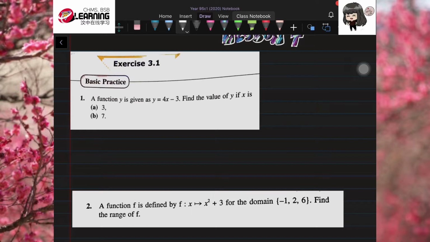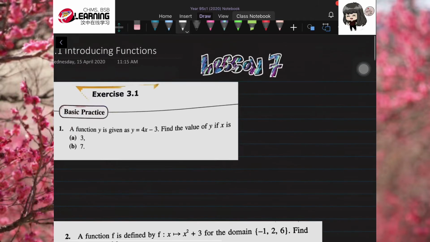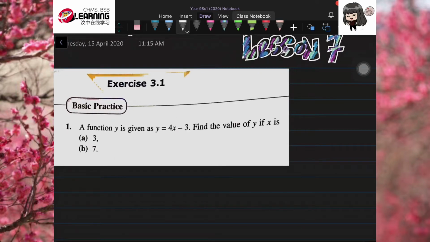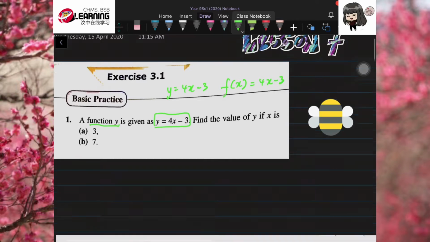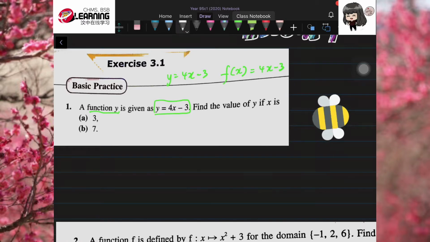Question number 1. A function y is given as y equals 4x minus 3. So this equation here is a function. They already mentioned here that it is a function. We can write down our function in many ways: as y equals 4x minus 3, or as f of x equals 4x minus 3. It's actually the same. Find the value of y if x is 3.